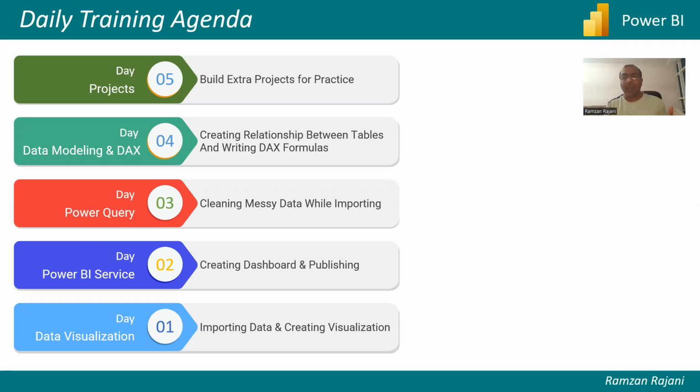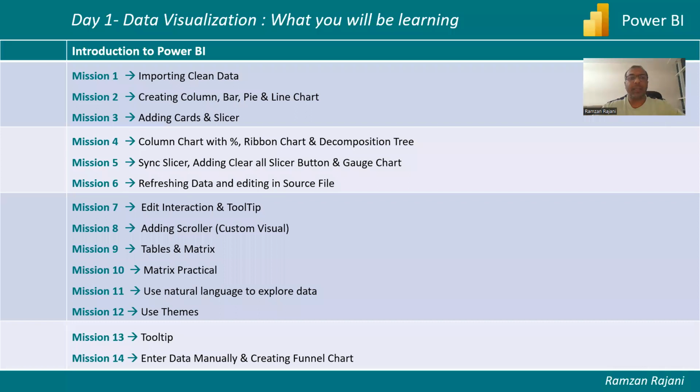Like in Excel you have VLOOKUP, in Power BI we use the RELATED formula. In Excel, if you wanted to calculate yearly sales or monthly sales, we use a formula. Here, you can just drag and drop and everything is done. You will see, I will give you some interesting things. So these are the topics which I will be covering today.